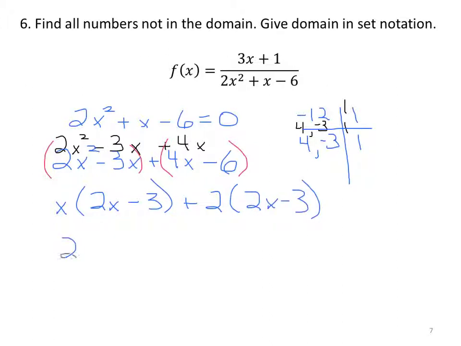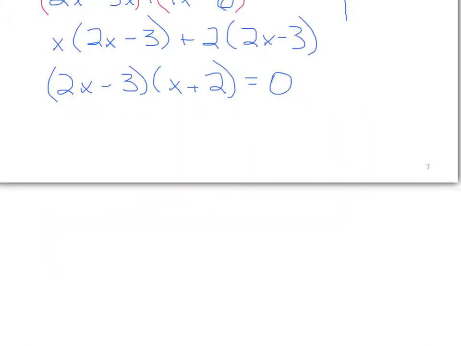So now we can pull out the 2x minus 3 from both of those terms, and that leaves x plus 2. So that's our factorization of the denominator, and we're going to set it equal to 0 to find out what values of x will make it 0. So in the first case, we have 2x minus 3 equals 0, and in the second case x plus 2 equals 0. Because if either of those equals 0, then the whole thing will equal 0.